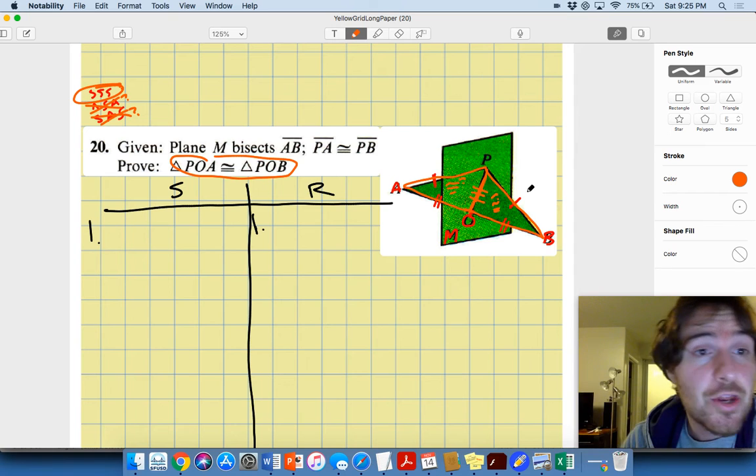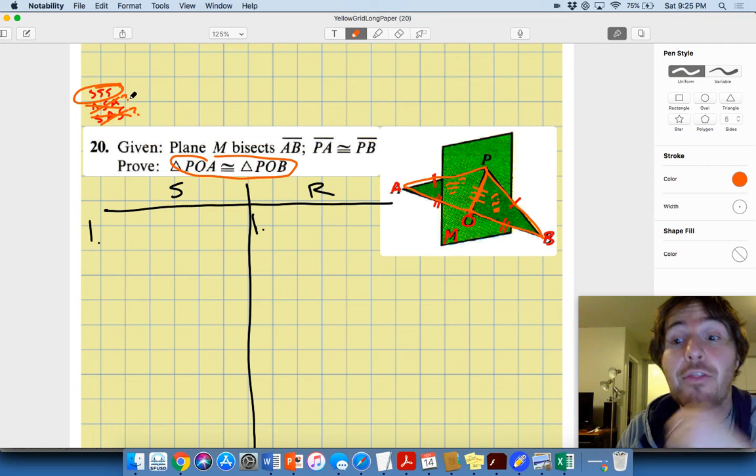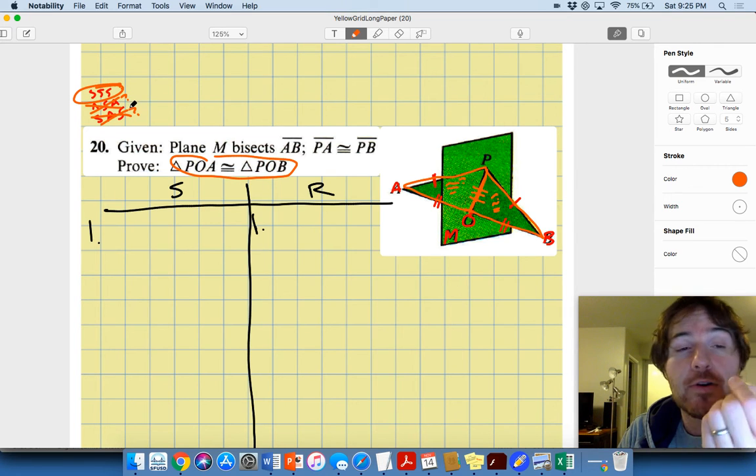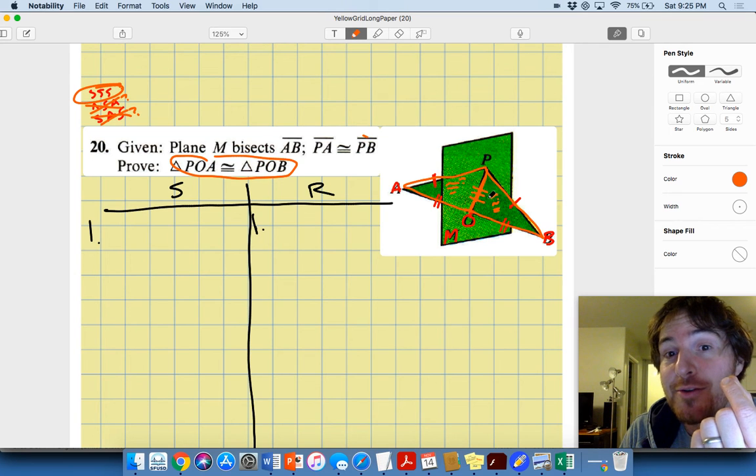right, guys, in order to use the SSS right here, this postulate here, we need to say that 3 sides of one triangle are congruent to 3 sides of another triangle. And in order to do that, you got to use reflexive there to say that PO is congruent to PO.